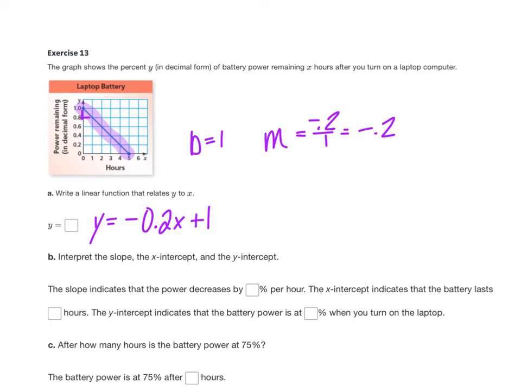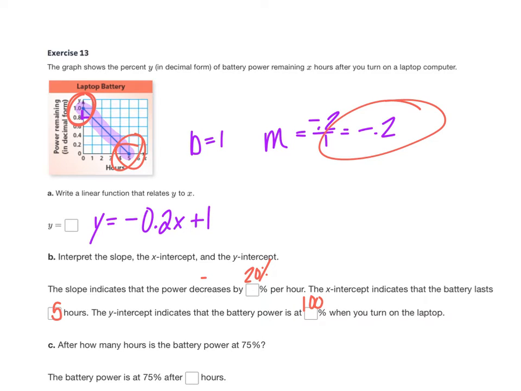Part B says, interpret the slope, the x-intercept, and the y-intercept. So let's read this in as we go. It says, the slope indicates that the power decreases by blank percent per hour, which we said was a negative 0.2, which is 20%. So it decreases, there's the negative, 20% per hour. The x-intercept indicates the battery lasts how many hours? Well, the x-intercept's right there. So on a full charge, it'll last 5 hours. The y-intercept indicates the battery power is at, right there, you can see 100% when you turn on the laptop.